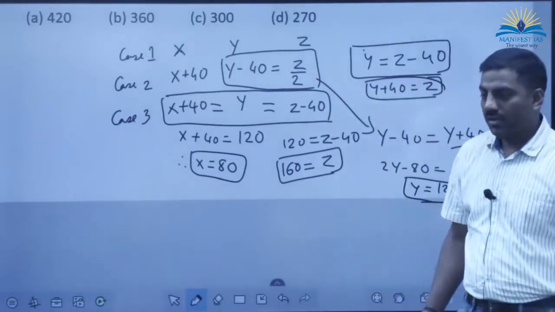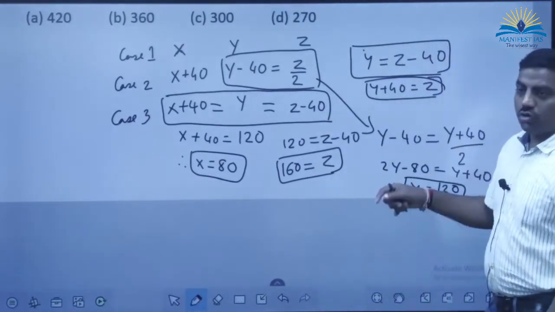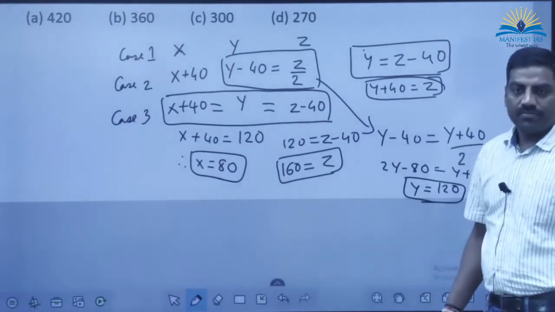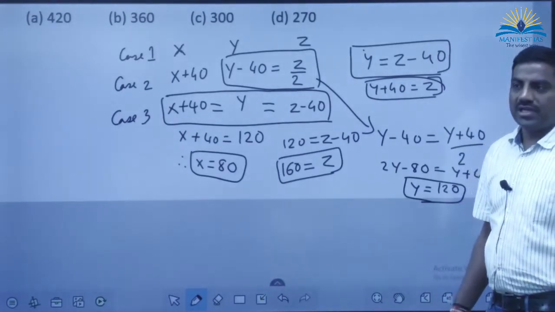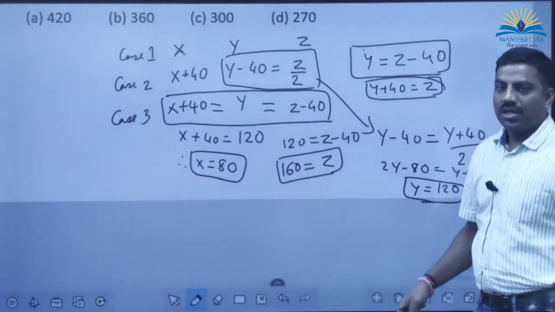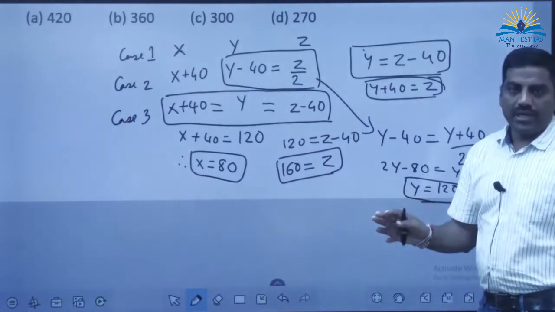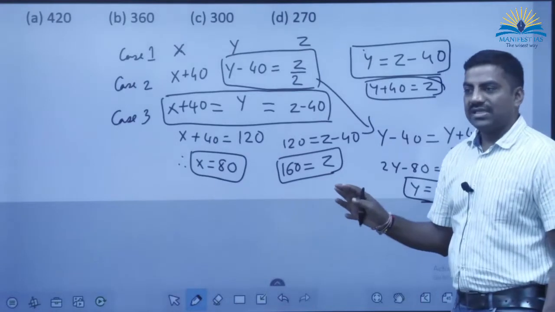So totally, that is what they are asking. Total how much they have together? How much they have together? 360. x 80, y 120 and z 160.